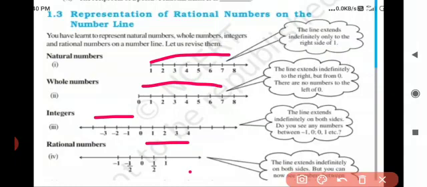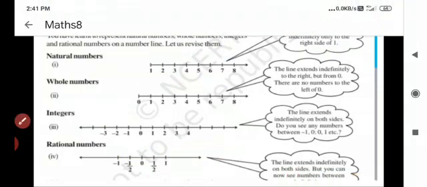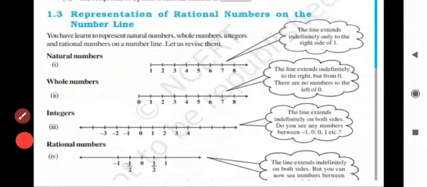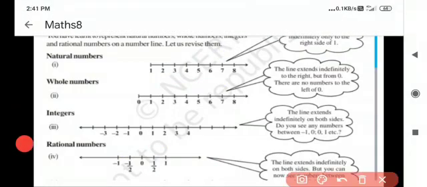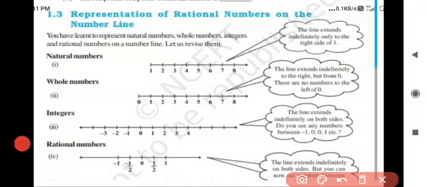How do we represent a rational number on a number line? A number line looks something like this. Positive integers are represented to the right of 0, negative integers to the left of 0. It is easy to plot integers, but how do we plot rational numbers? Before we understand how to plot them, we need to understand some crucial points.